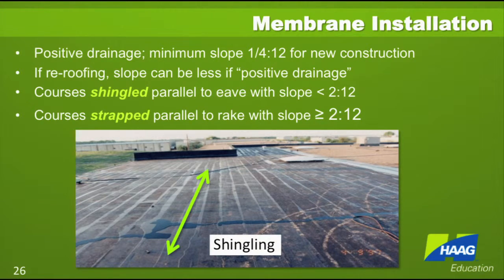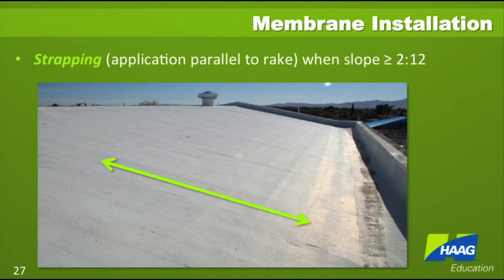On a steeper sloped built-up roof, 2:12 or greater, they actually will run those felt plies the other direction, parallel to the rake. In the photograph shown in this slide, we have a steeper roof, more than a 2:12 pitch. And so they use the strapping method, meaning the ply sheets are applied parallel to the rake.